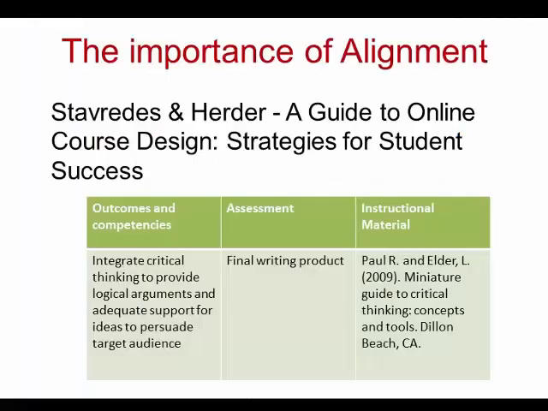A couple of other resources I want to share, and these are coming directly from textbooks. These are two textbooks I use in this course, and they all stress the importance of alignment. This is from Stavridis and Herder, a guide to online course design, and they take an instructional design approach and use a different framework. It's just a 3-column table. So outcomes and competencies. That was the example given: integrate critical thinking to provide logical arguments, and the assessment was a final writing product. And then the instructional material was directly aligned to what they need to do that particular task. So this was from this particular author.